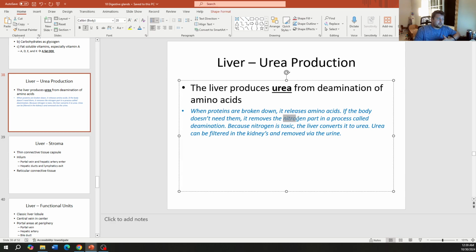That nitrogen is removed in a process called deamination, but because nitrogen is toxic, the liver then converts it to urea. You'll learn this whole process in biochemistry. And then that urea can be filtered in the kidneys and removed via the urine. Urine, urea, that's kind of why it's named the way that it is. So like I said, you'll talk more about this in biochemistry.